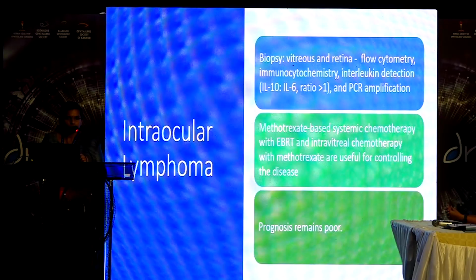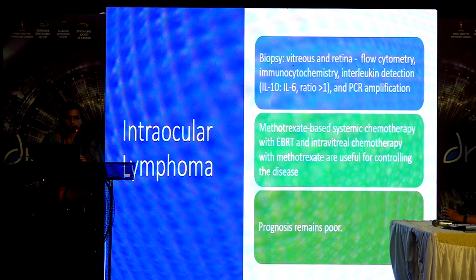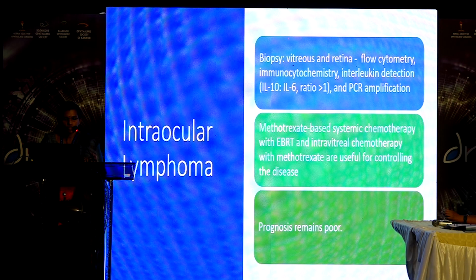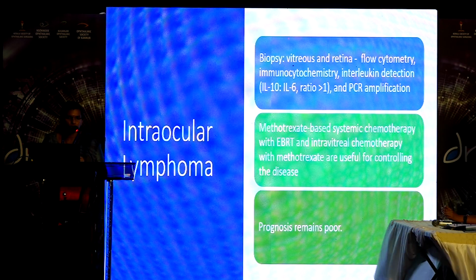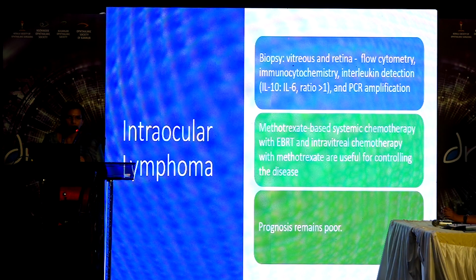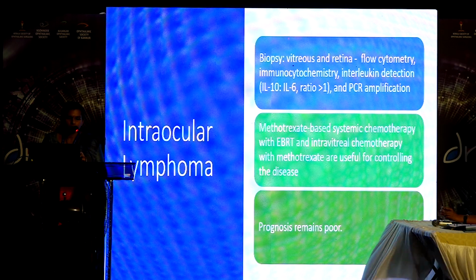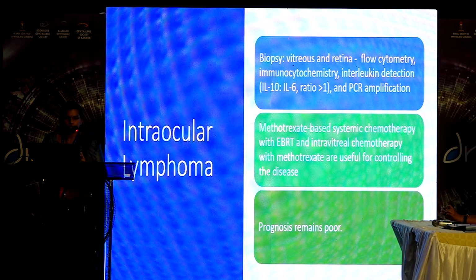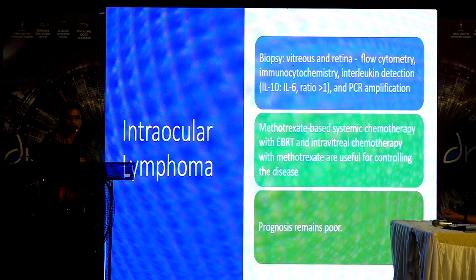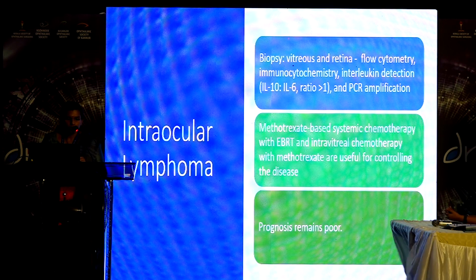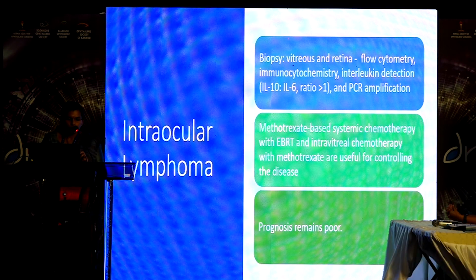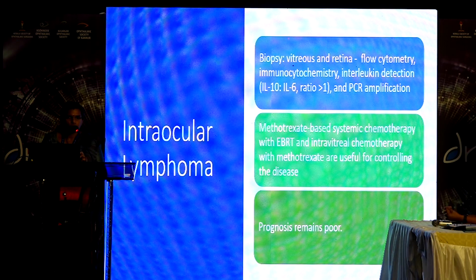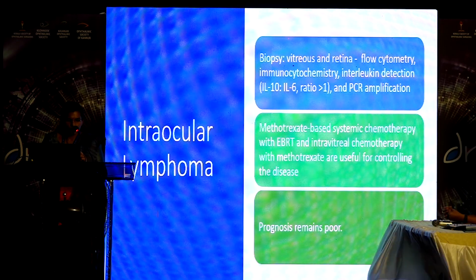In intraocular lymphoma, the diagnostic modality is biopsy of the vitreous and retina with flow cytometry, immunocytochemistry, interleukin detection, the interleukin 10:6 ratio and PCR amplification. Treatment basically involves methotrexate based systemic chemotherapy, intravitreal methotrexate injection and EBRT. But for intraocular lymphoma, the prognosis remains poor depending on the lesion size.